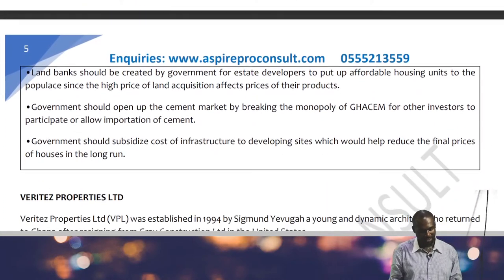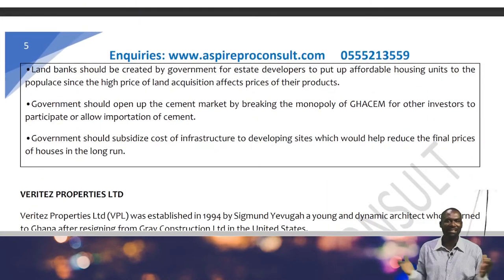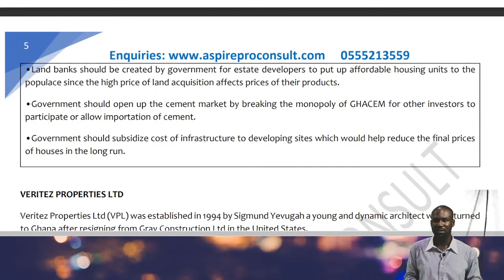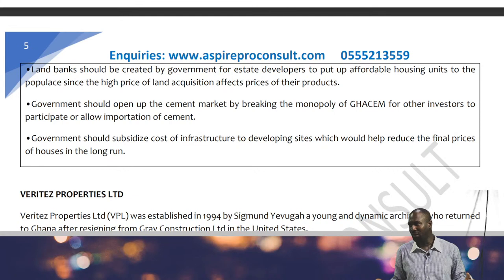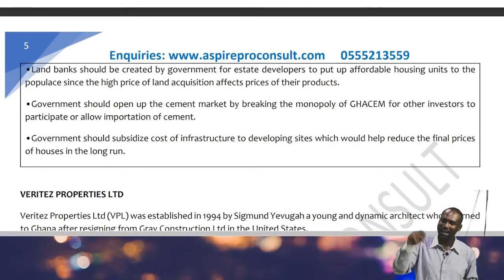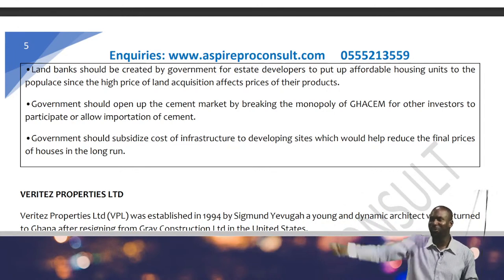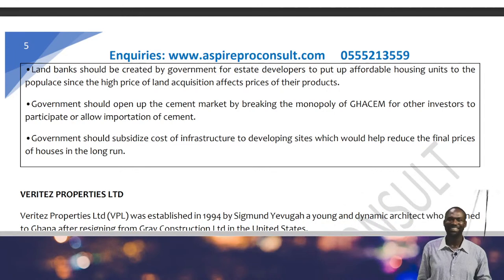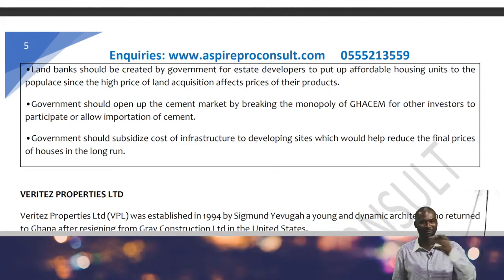The next one, government should open up the cement market by breaking the monopoly of GASM. And that is happening now. So the monopoly of GASM has been breached. Exactly. But if you look at it still, cement price is still going up. Even though GASM's monopoly has been breached, cement prices are still on the rise.